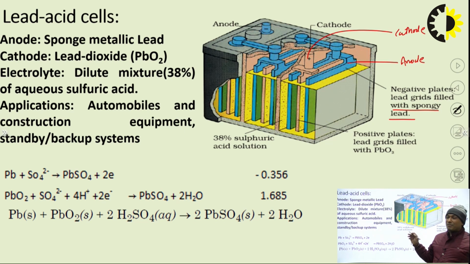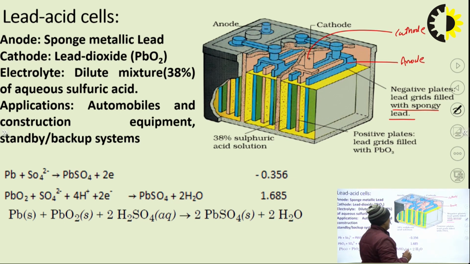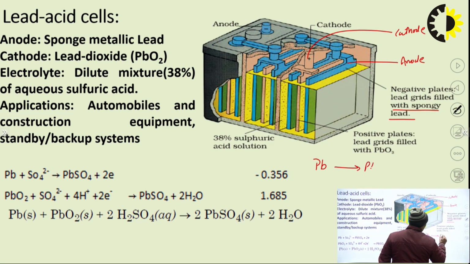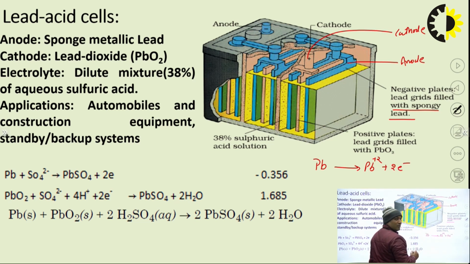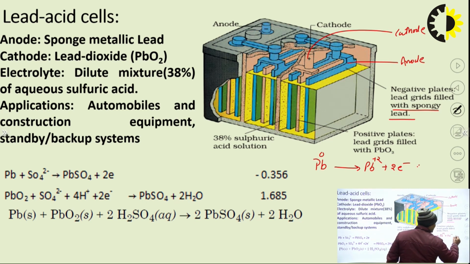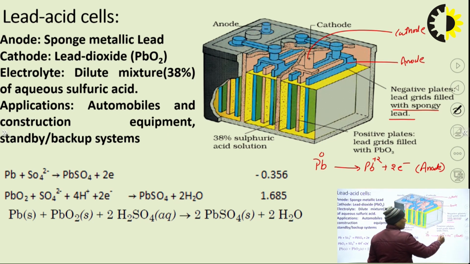We will discuss, we will see all the reactions in detail. So first of all, at the anode, the anode is made by Pb. This Pb is converted into Pb2+ ion by releasing 2 electrons. The change in oxidation state is 0 to +2, meaning the oxidation state is increased. Hence this is the anode and oxidation is going on.